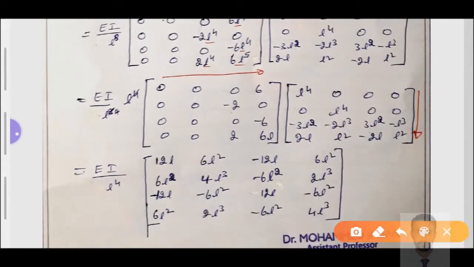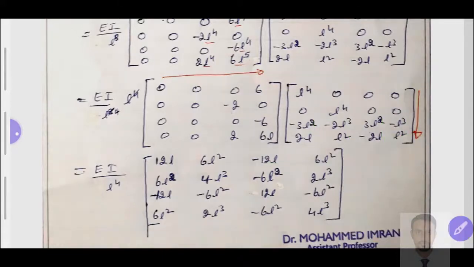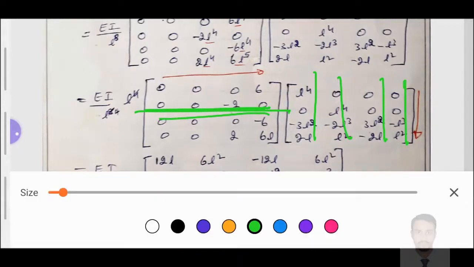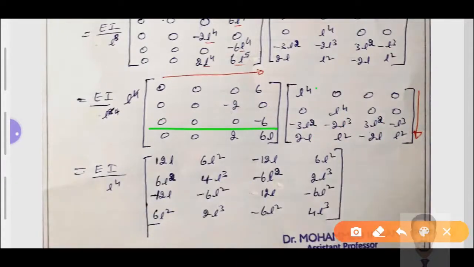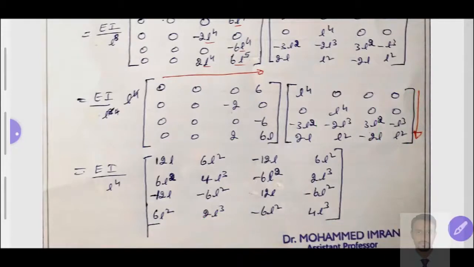Now we'll resolve these two matrices, multiplying row with column. Similarly to the previous method, first row, first column, this value. First row, second column, this one. First row, third column, this one. First row, fourth column, this one. Similarly second row, first column value. Second row, second column value. Second row, third column value. Second row, fourth column value, and then third row, first column value. Third row, second column value. Third row, third column value. Third row, fourth column value. Fourth row, first column value. Fourth row, second column value. Fourth row, third column value. Fourth row, fourth column value. All the matrix you will get.